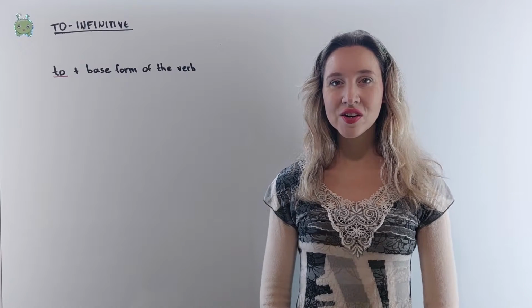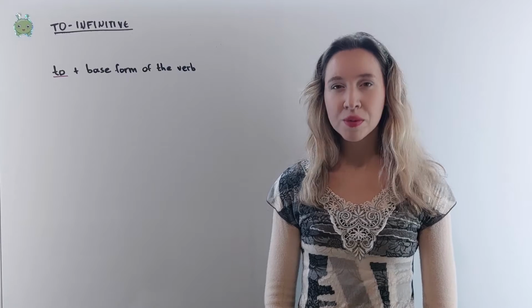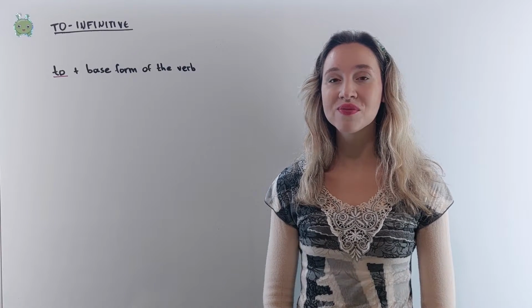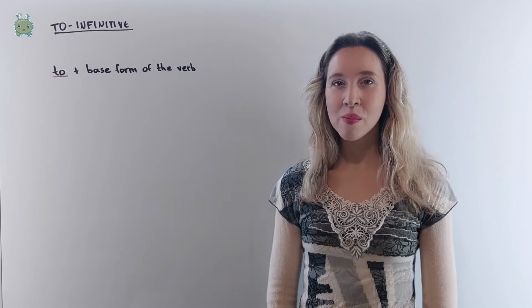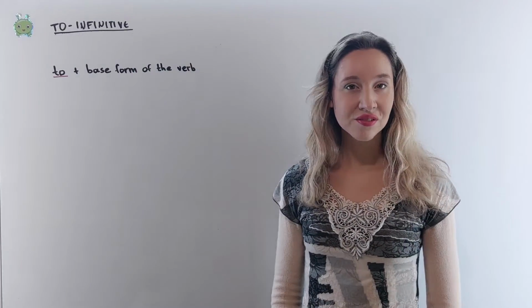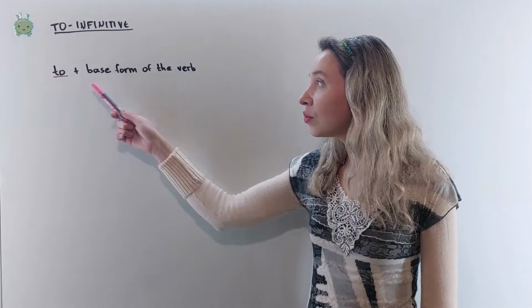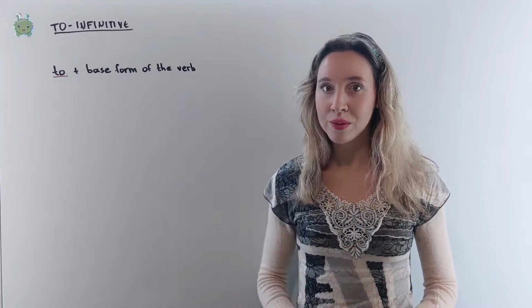Hello, brilliant learners! In my previous video, we looked at the two infinitive forms, but we focused on the bare infinitive. Today, we'll be talking about the full infinitive, which is also called the to infinitive. The to form consists of the marker to plus the base form of the verb.